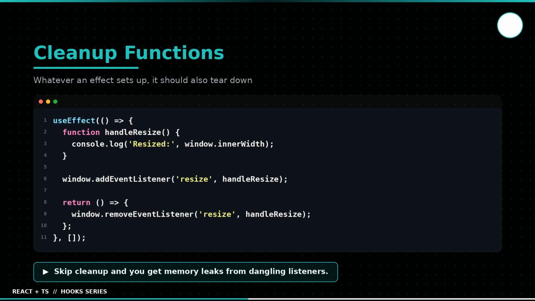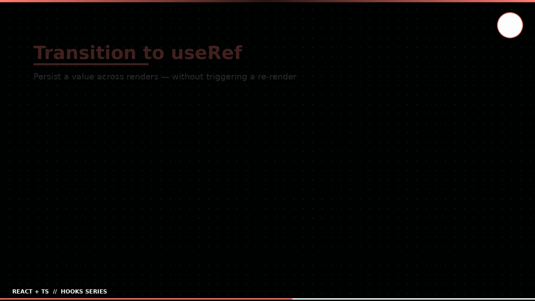useEffect, function handleResize, console.log window resized, window.innerWidth. window.addEventListener resize, handleResize. Return, window.removeEventListener resize, handleResize. React calls this cleanup function right before the effect runs again, and once more when the component unmounts. If you skip cleanup here, you get memory leaks. The listener keeps firing even after the component is gone.